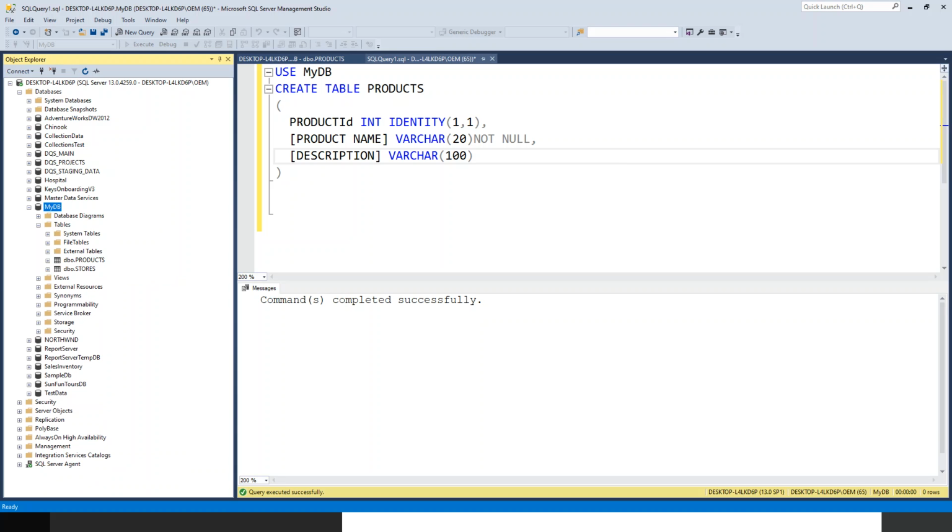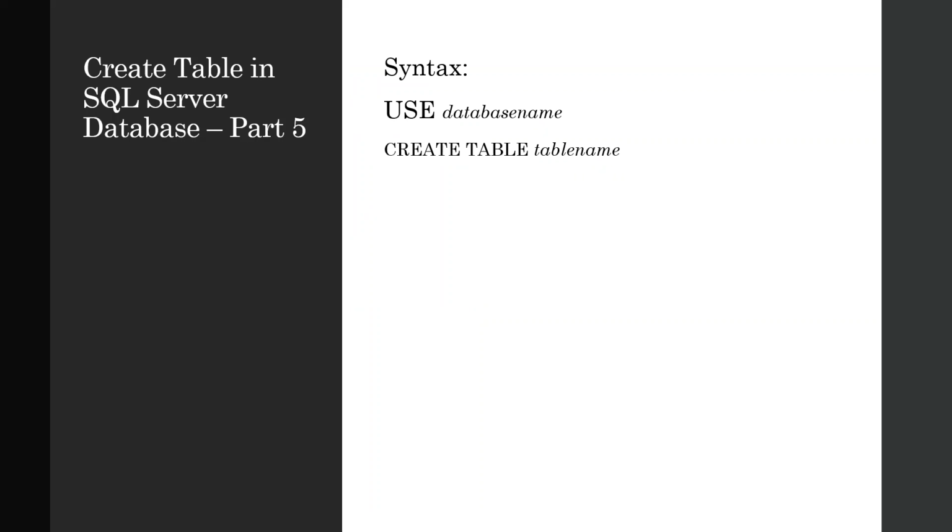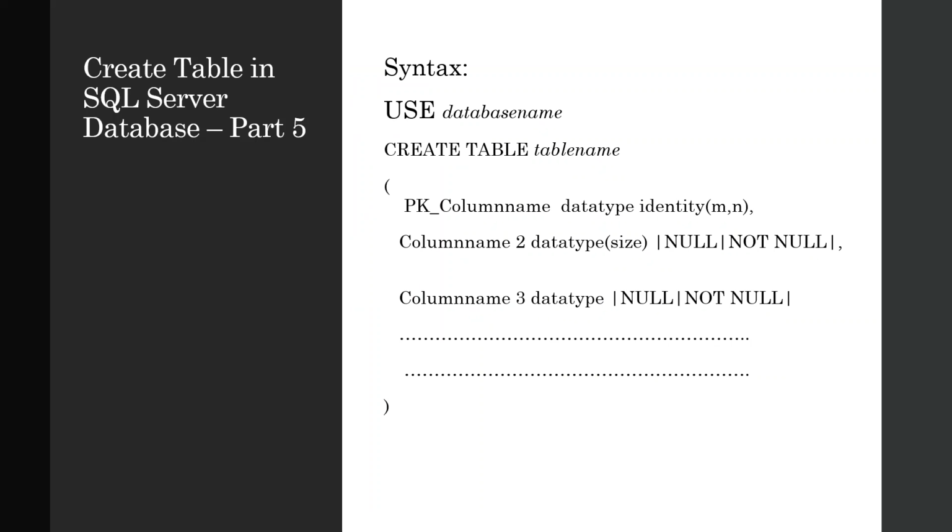Now, next, let's revise the query syntax again. Create table means use the database name first on top, like USE MyDB, then create table name, and within a pair of circular braces, PK means primary key, column name, and then data type, IDENTITY (M, N), where M stands for the seed and N stands for the increment. Then column name 2, data type with size and whether null or not null. If it is a nullable field, you can leave it as it is, don't write anything. But if it is not null, you have to specifically mention it. And then column name 3 with the data type, I missed the size here, there will be a size like this, and then null or not null. Similarly, there could be many other columns.